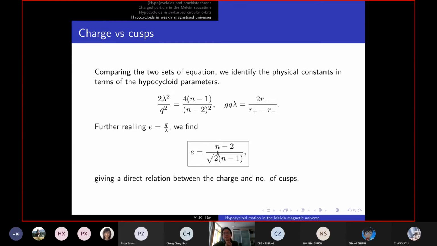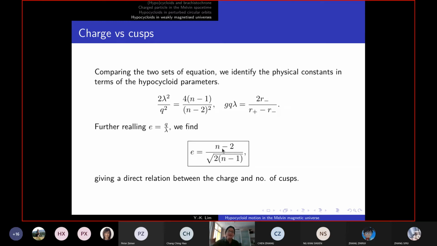Remember that n, if it's an integer, will give you the number of corners. So if I want a certain number of corners, I put this n in here. Let's say n equals 3 for the deltoid. Then it will give me the necessary charge for the particle to travel in this way. So for different n, I will get different types of motion.